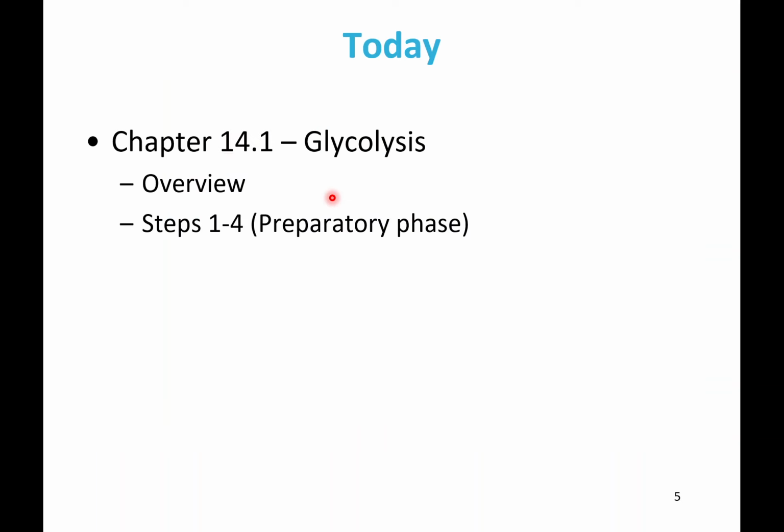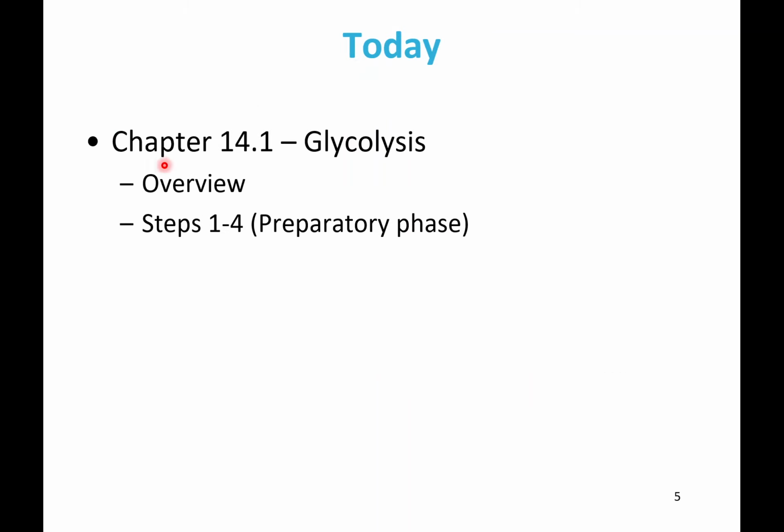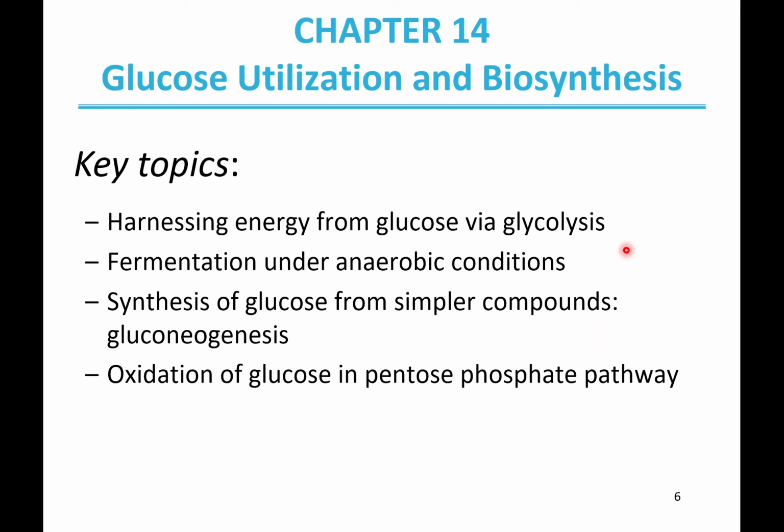Okay. So today we're going to cover chapter 14, or at least the first part of it, and talk about glycolysis. Okay, and this is actually from a previous class. We're covering the whole 10 steps of glycolysis today. Okay, so the overview for chapter 14, there are a couple key topics. Today we're going to be talking about glycolysis, which is using glucose to harness energy.